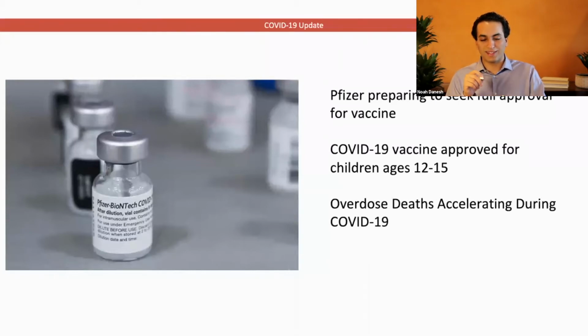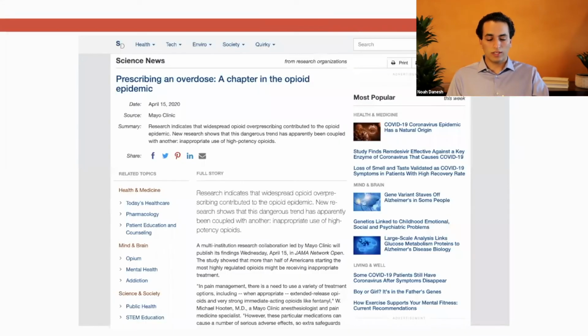This was a quick COVID-19 update that we had back in week 7, so I just left it in here to give a quick overview of how overdose deaths were accelerating during COVID-19. Also on this slide, I had that Pfizer was preparing to seek full approval of the vaccine, and this was also the week when the COVID-19 vaccine was approved for children between 12 and 15. So this was a pivotal week for the vaccines, but then there was still the bad news about overdose deaths accelerating during COVID-19.